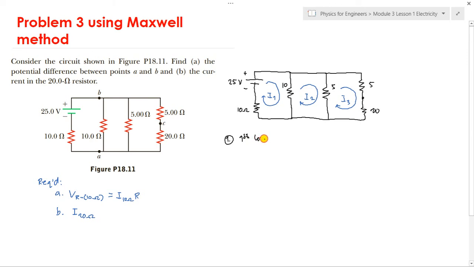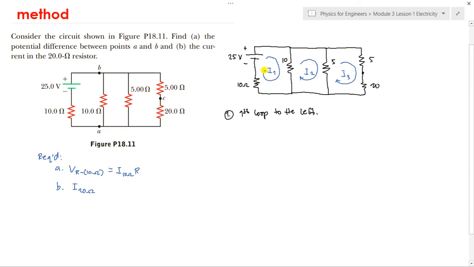The first loop to the left. Again, let's start with the 10 ohm resistor. For the 10 ohm resistor, there are 2 currents that interact, but let's start first with I1. So I1, just follow. Since this is the positive and negative terminal, for I1 we have a voltage drop. So that would be negative 10 ohm times I1. However, for I2, since it is opposite, that is from negative to positive, we have a voltage increase. So therefore, that will be plus 10 I2.